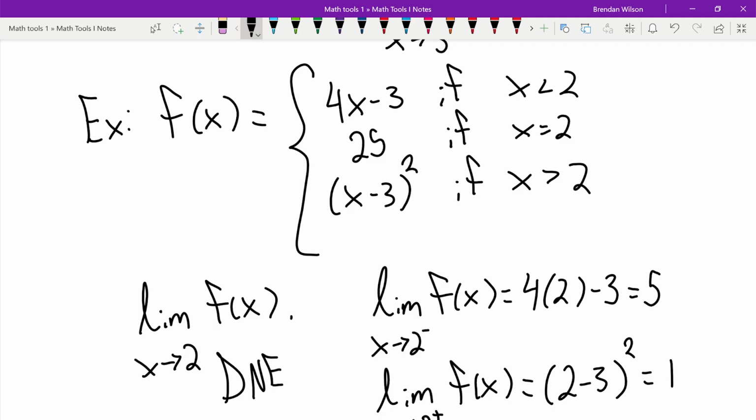But if we're just looking at the limit itself in a vacuum, it has nothing to do with the output at 2. So we only care about what is happening immediately to the left of 2 and immediately to the right of 2 to find the left hand and the right hand limits, and then whether or not they're the same thing, which will inform us about whether or not the overall limit exists.